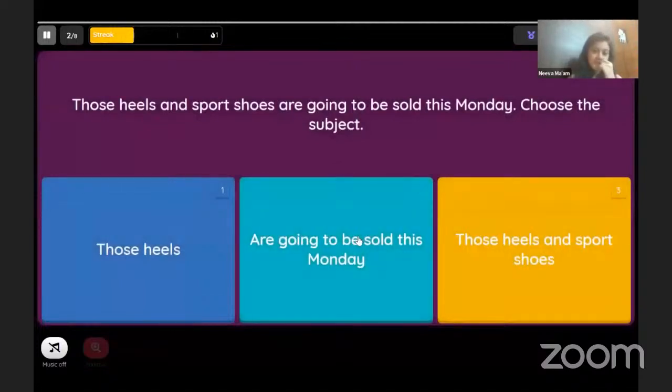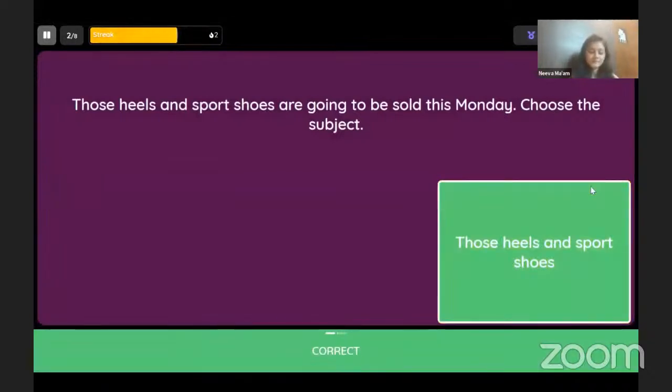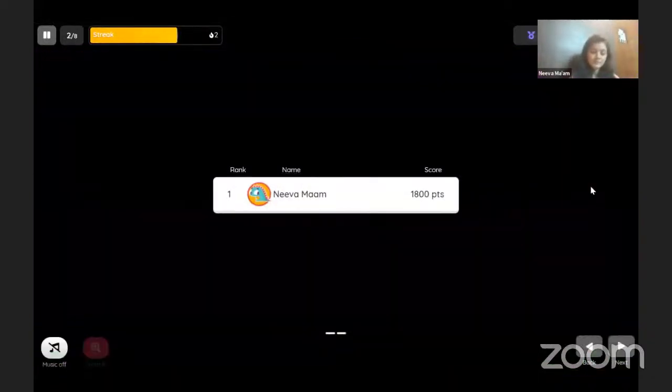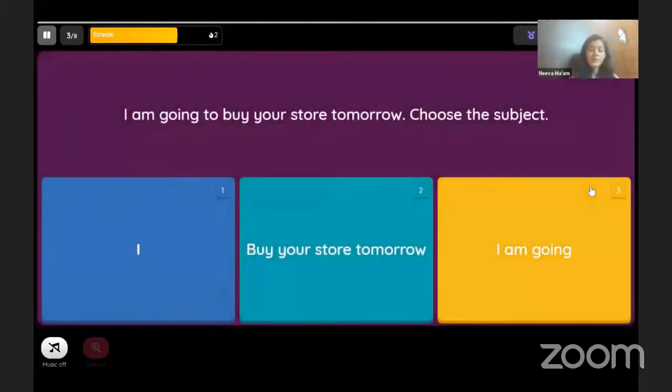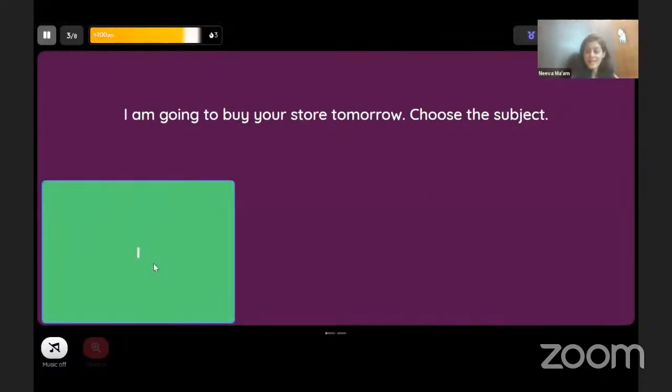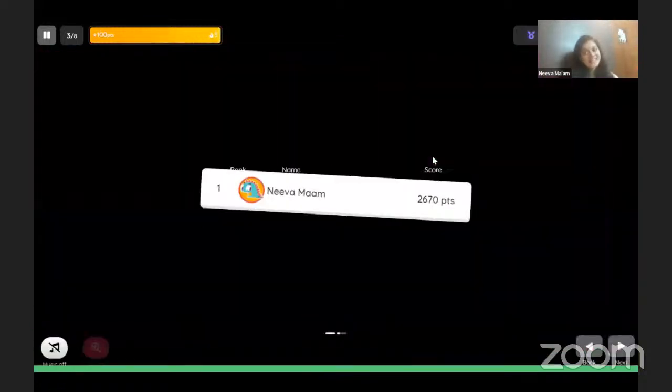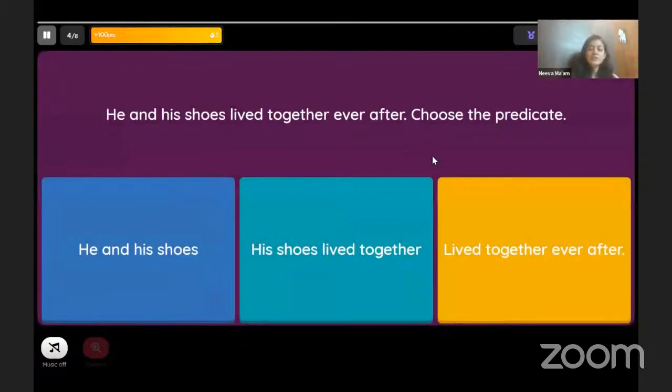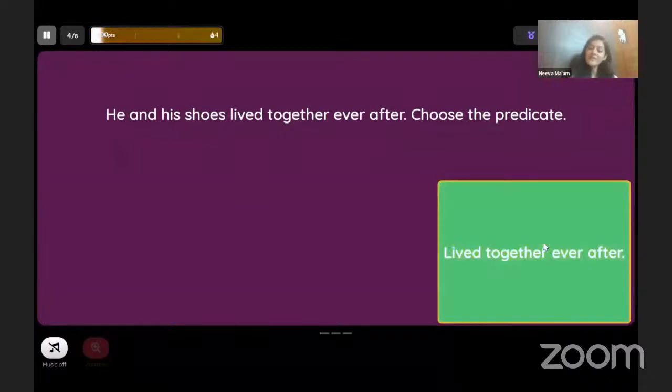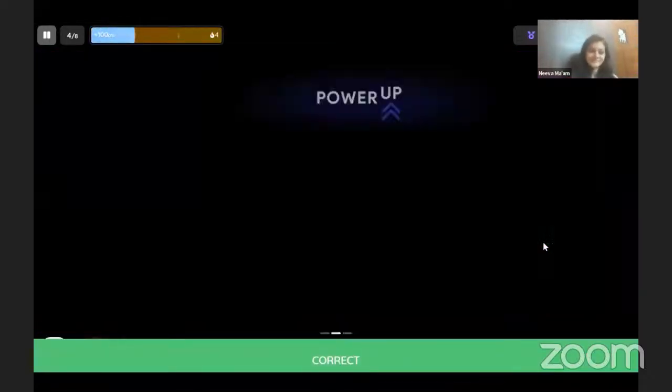Those heels and sport shoes are going to be sold this Monday. Choose the subject. Those heels and sport shoes. I'm going to buy your store tomorrow. Choose the subject. It is I am going or buy your store tomorrow. Which one? It is I. Very good. I is the subject. He and his shoes lived together ever after. Choose the predicate. Lived together ever after.